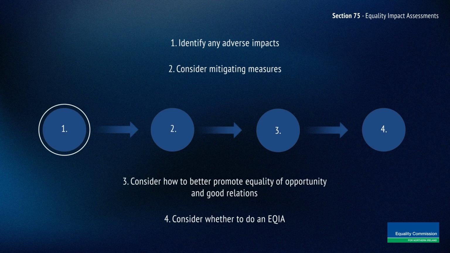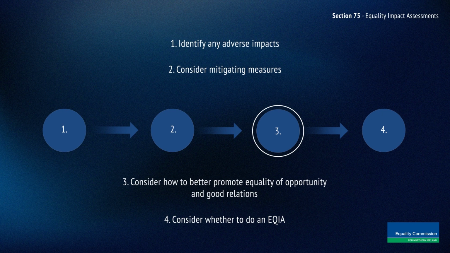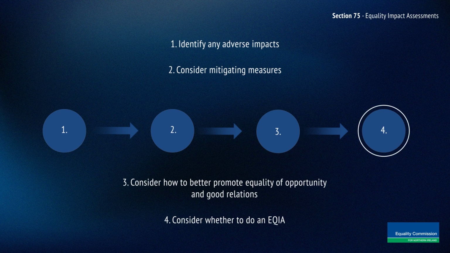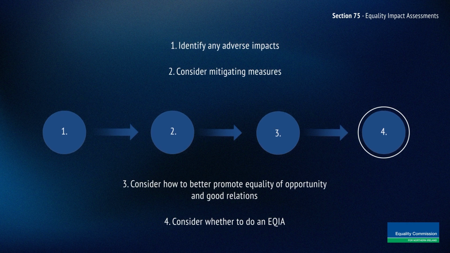It seeks to identify whether a policy may have any possible adverse impacts on any Section 75 group. If it appears it does, you must consider how these might be avoided or reduced, as well as considering whether there are opportunities to better promote equality of opportunity and good relations for people in those groups. Additionally, screening may identify policies for which a more thorough and detailed equality analysis, called an EQIA, should be undertaken. How you would reach that conclusion is explained in more detail in the video on equality screening.